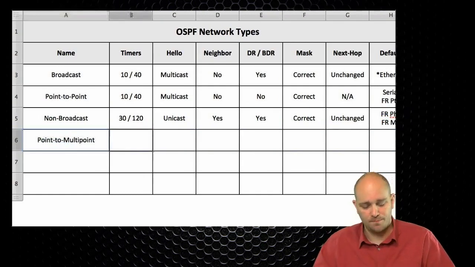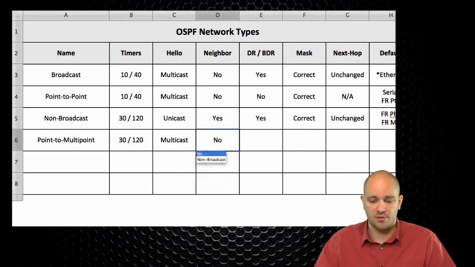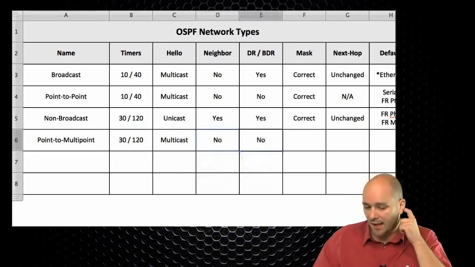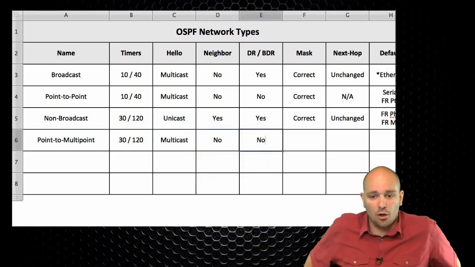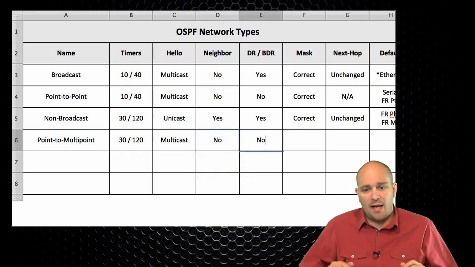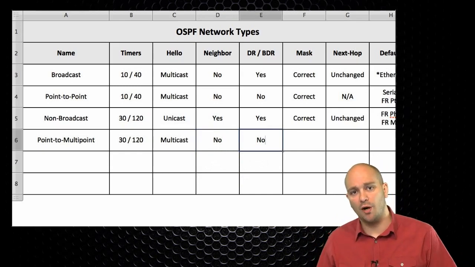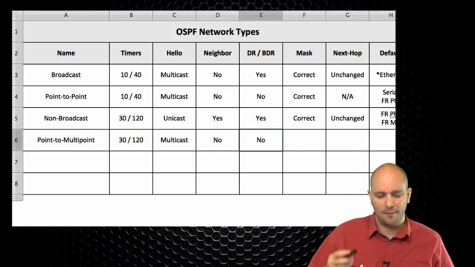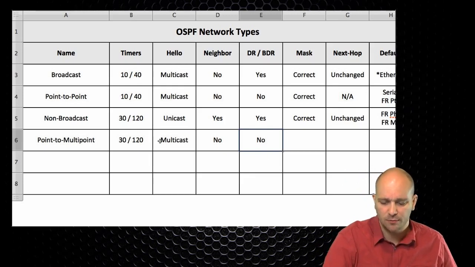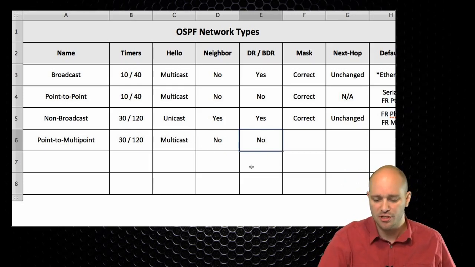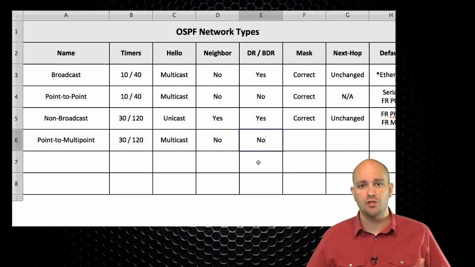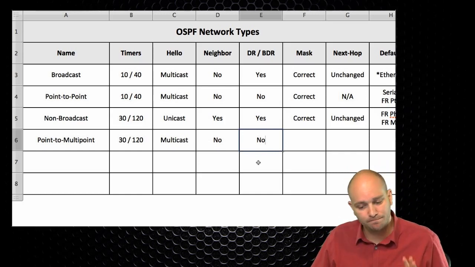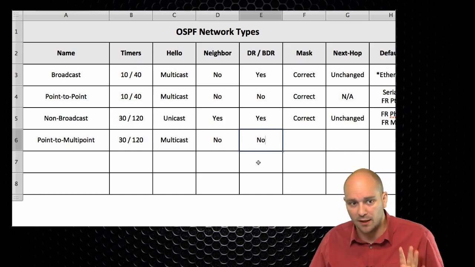Now, point-to-multipoint also uses the slow set of timers. It uses multicast hellos, which means we don't need the neighbor statement, and there is no DR-BDR election. And this is one of the reasons, if you take a look at it, it looks really like a magic solution for your hub and spoke problems. Because take a look at it. We are sending multicast hellos. That means we don't have to bother configuring the neighbors, and we don't have to worry about which router is the DR in our network. But this is where things become a little bit tricky.